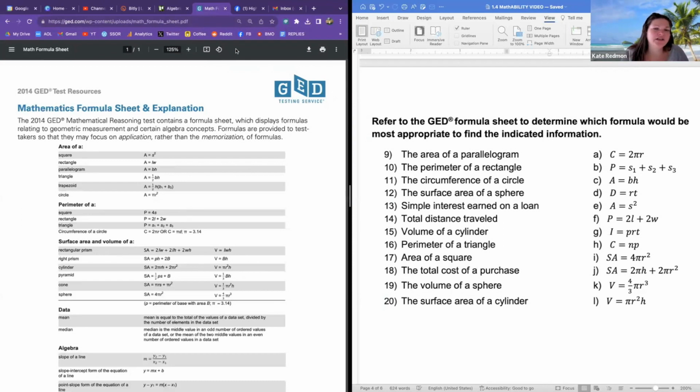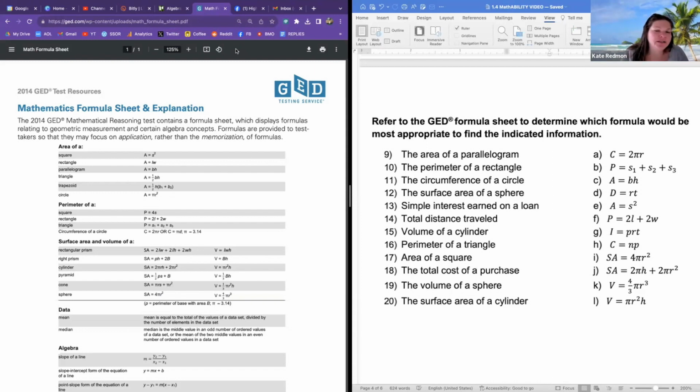All right, directions say refer to the GED formula sheet to determine which formula would be most appropriate to find the indicated information. And this is the GED formula sheet that you will have available to you while you test. There's a little button on the screen you can click and this will pop up. And I highly suggest you use it.